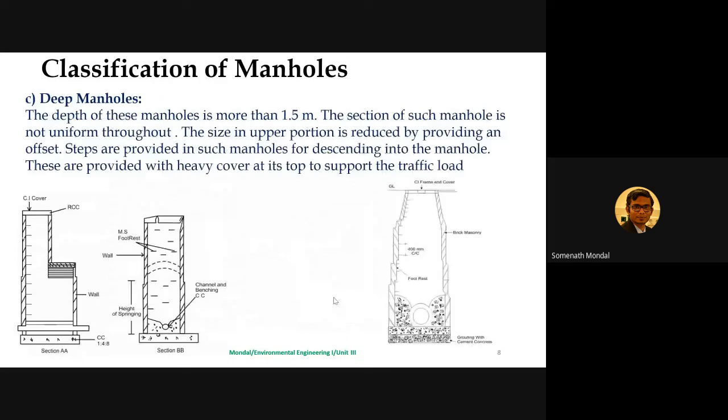Next, the important one is the deep manholes. There can be different types of deep manholes. One I have shown you before. You can have other two types of deep manholes which have been shown in these particular slides. In this case, you need to know that the depth would be 1.5 meter, or minimum is 1.5 meter or more. So once it is more, we say that this is a deep manhole. The section of such a manhole is generally not kept the same.